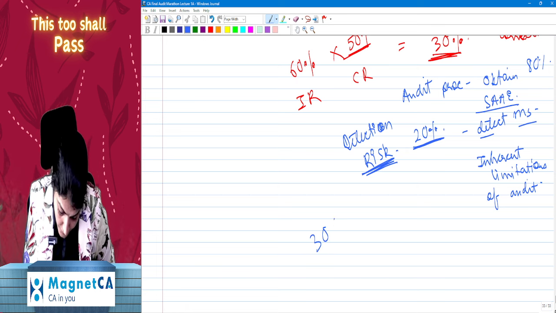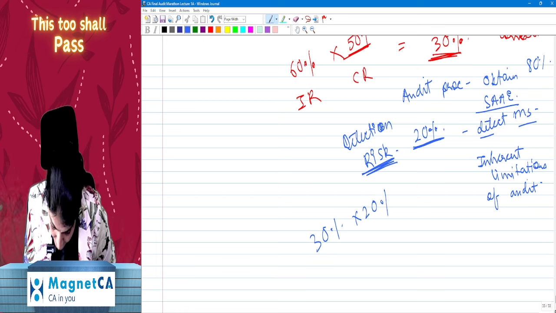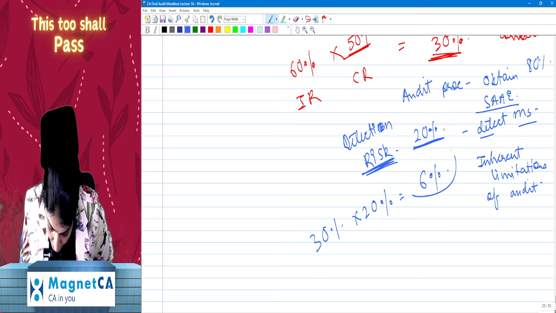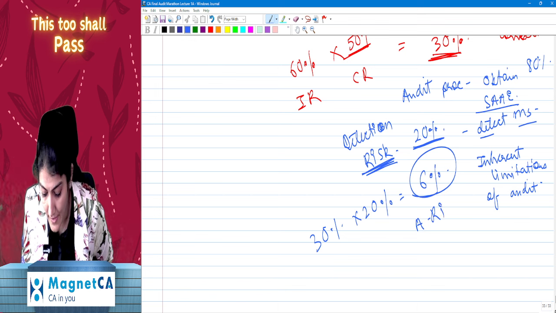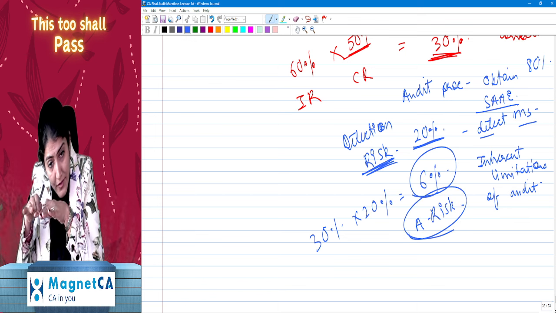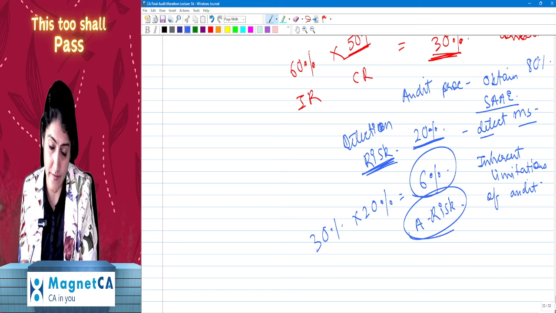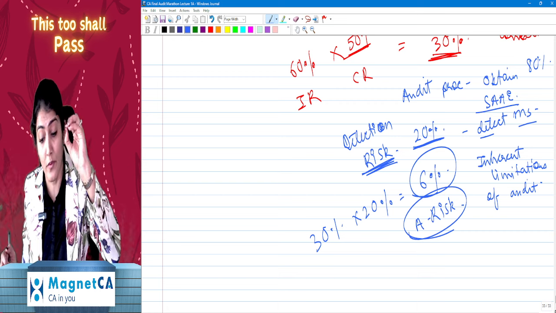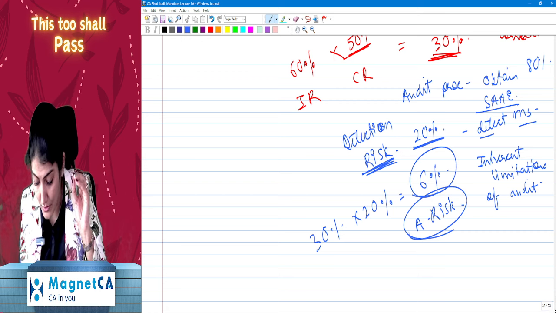So now it came to 30%. And further, detection risk is how much? 20%, right? So in total, how much is the audit risk that we have over there? 6%. Right? So you are able to reduce the risk up to 6%. Can you reduce it to zero? Never. Why? Because we always give only a reasonable assurance.